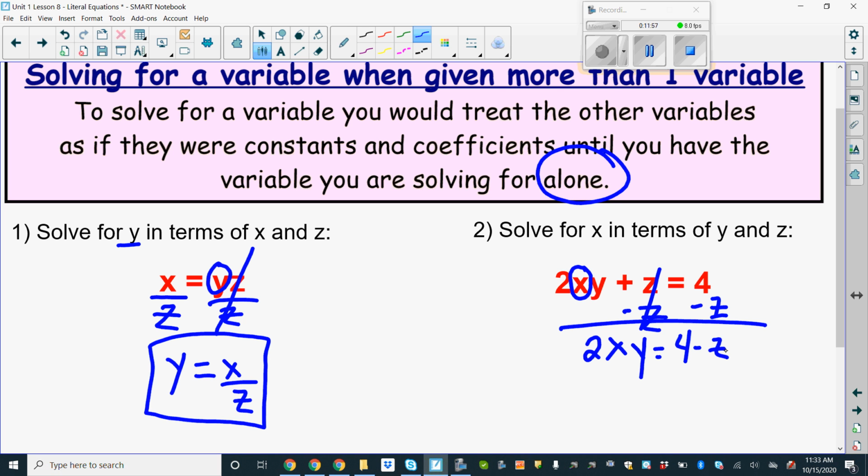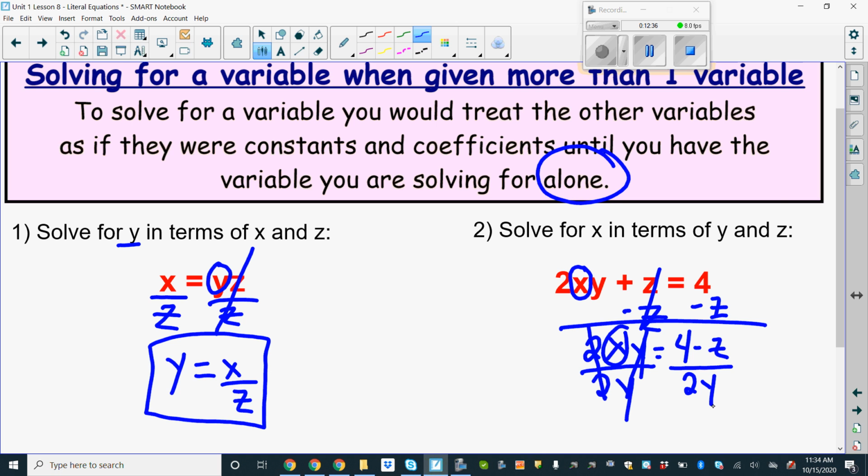Now, 2xy are all attached by multiplication because they're all connected that way, and multiplication is commutative. So we are going to divide, because that's the inverse of multiplication, by any term that is not x. So in this case, 2 is not x, and y is not x. And I can divide by that because they're all attached by multiplication. And I get the 2's to cancel out and the y's to cancel out. And on this side, I will divide by 2y.